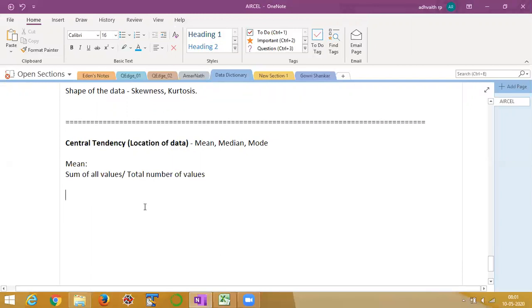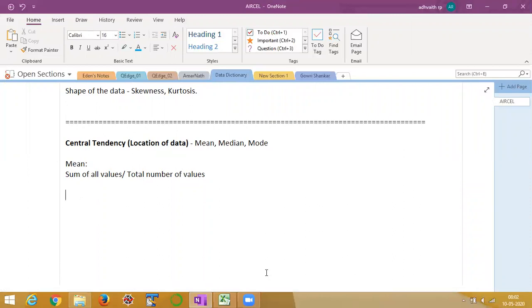I'm thinking more about the practical side. So sum of all values. Why should I do this? Mean is where the data is getting centered. Most of the values are falling at which place. That's what the mean.